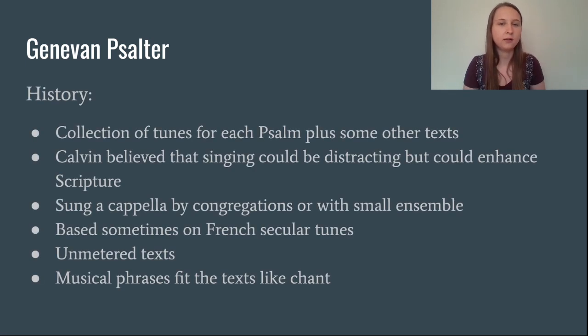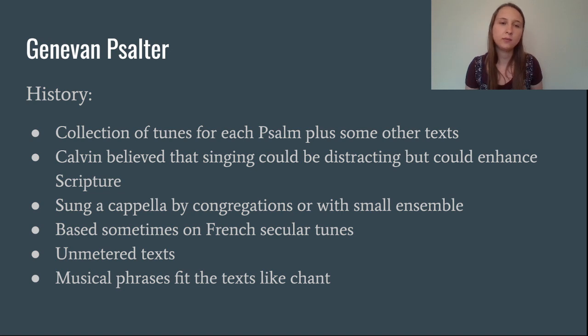So, a little bit of history on this one. You know, Jean Calvin kind of kicked off the Genevan Psalter. These were a collection of tunes for each psalm, and then there were some others. He didn't want a ton of singing in worship, but he did think that it could enhance Scripture, and that Scripture mandated, at least to some extent, singing, particularly of the Psalms.